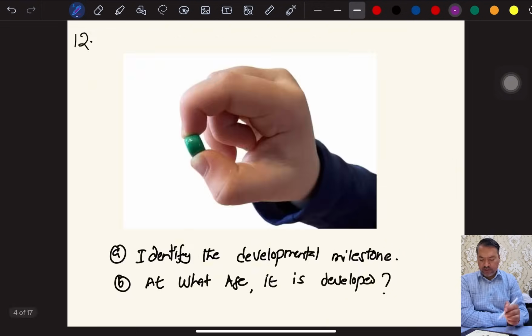Let's move on. Now question number 12. Identify the developmental milestone which is shown in the picture and at what age it is developed. This is a favorite question from the developmental milestones or development of a child. Now this is called pincer grasp.